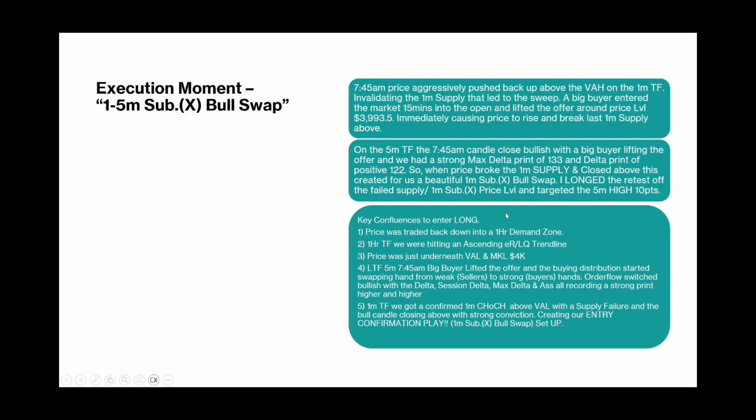On the 5 minute time frame, the 7:45 a.m. candle closed bullish with the big buyer lifting the offer. We had a strong delta print of 133 and the max delta print of 133 and the delta print of positive 122. So when price broke the 1 minute supply and closed above, this created for us a beautiful 1 minute sub X bull swap. I longed the retest off the failed supply / 1 minute sub X price level and targeted the 5 minute high, which is going to be 10 points.